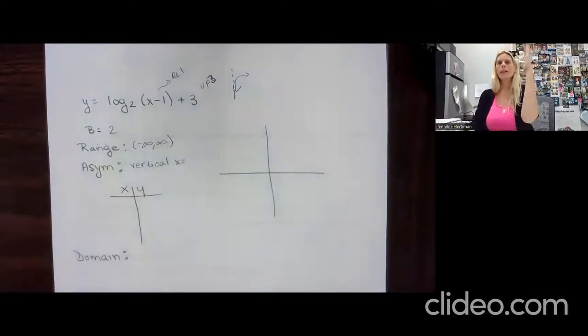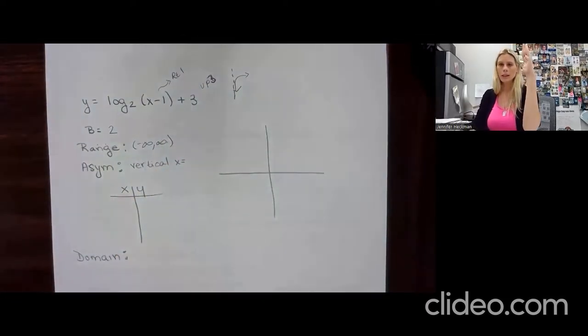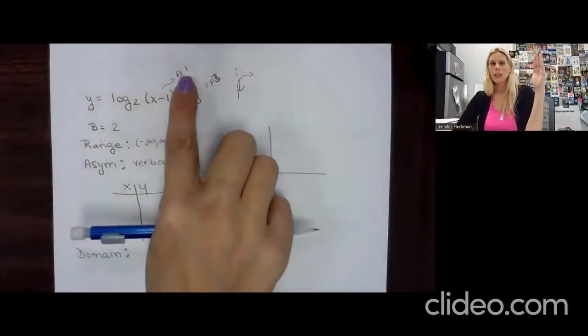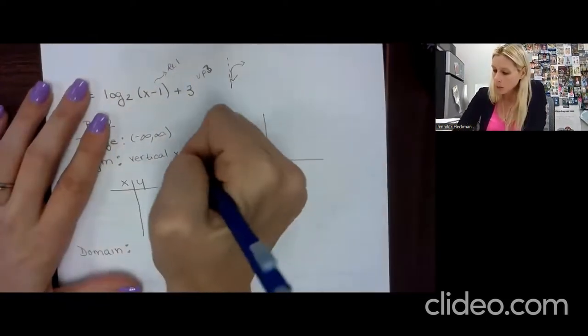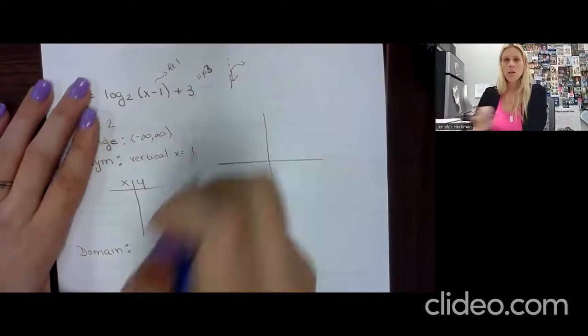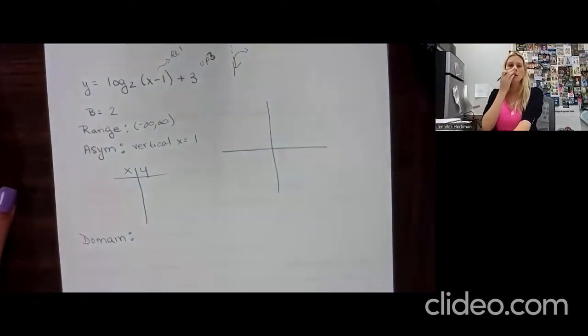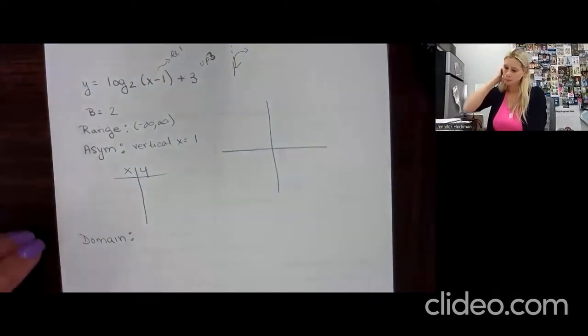Now, let's look at it again. This is our vertical asymptote. Which way can it move? It can move left or right. So when I go back up to my transformations, as you can see, I'm going to the right one. So I'm going to add 1 to 0. So our vertical asymptote is at x equals 1.